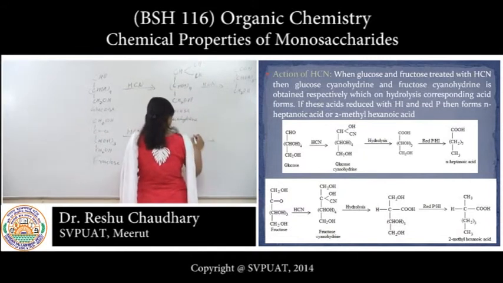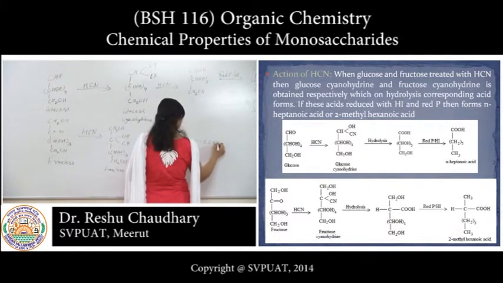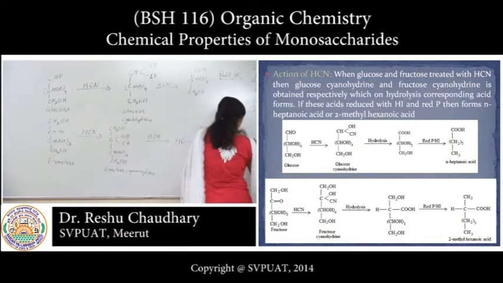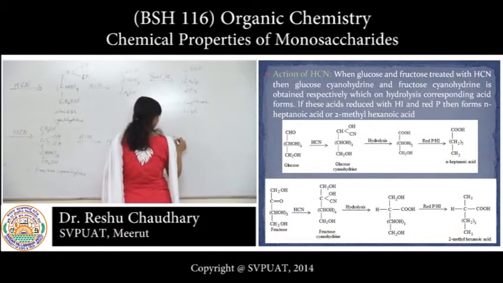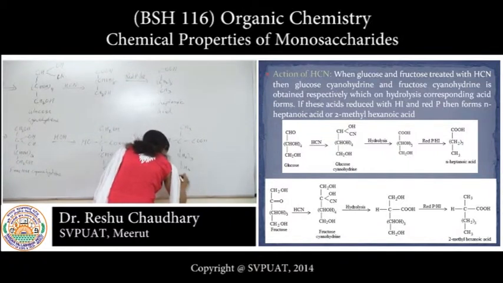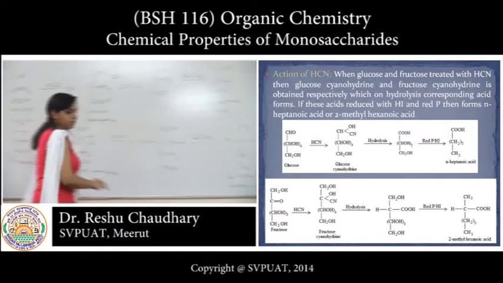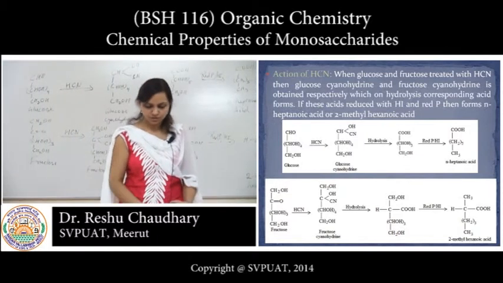When it reacts with one water molecule, it forms (CHOH) whole thrice and CH2OH. It again reacts with red phosphorus or hydrogen iodide, then forms (CH2) whole thrice and CH3. This is 2-methyl hexanoic acid. These are the reactions of ketoses and hexoses with HCN.